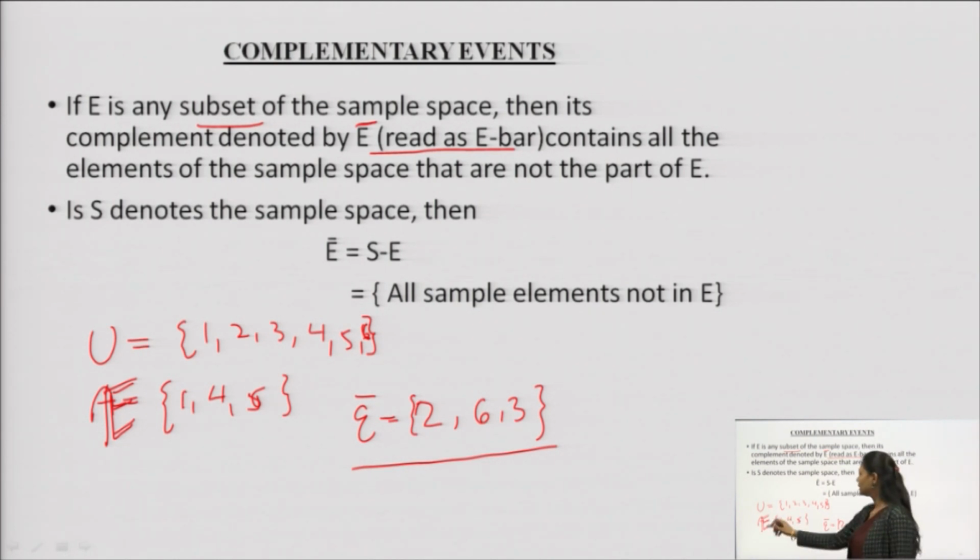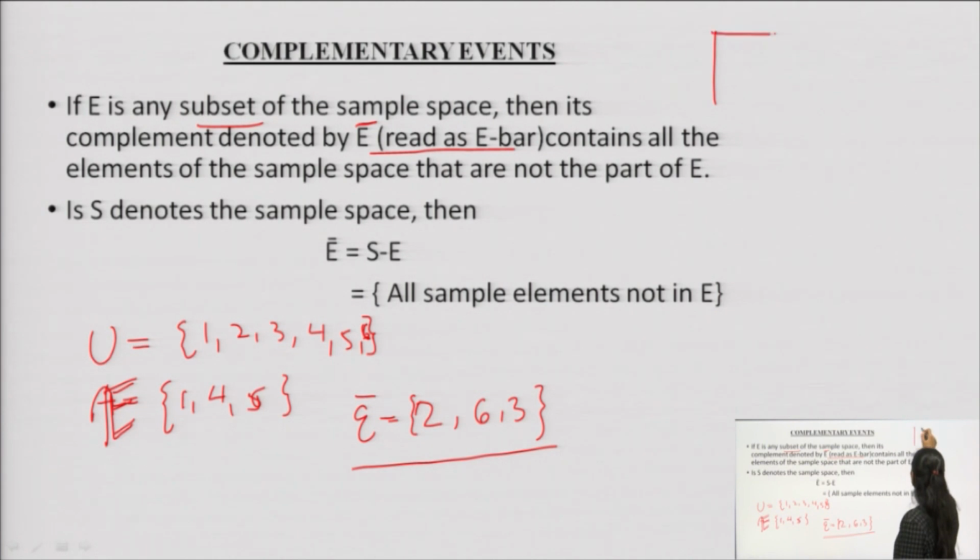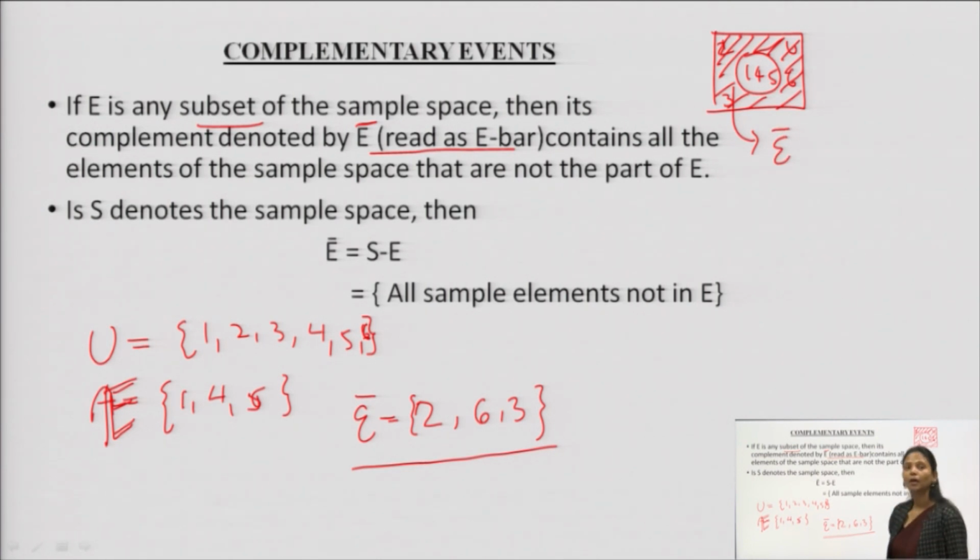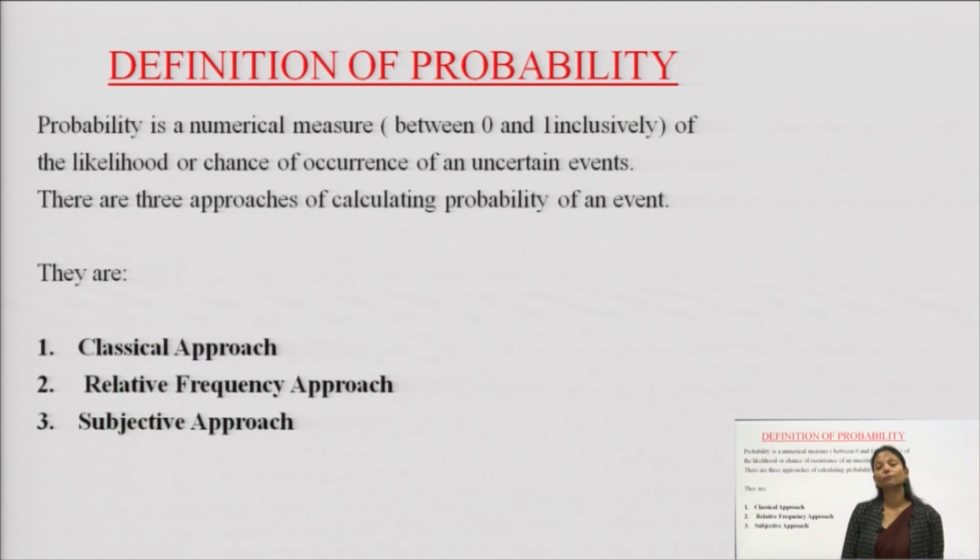Another example: if E had 1, 4, 5, then we have 2, 3, 6 as the complement. All the elements which are not part of your subset are called the complement events.